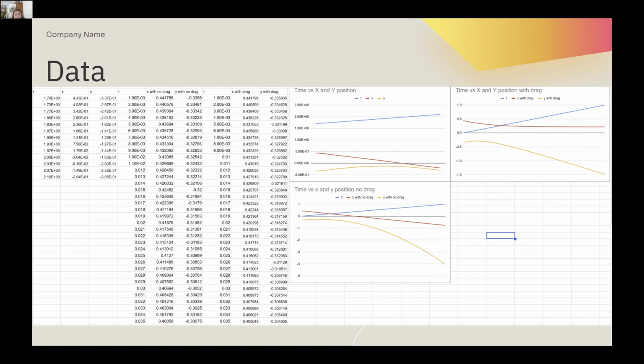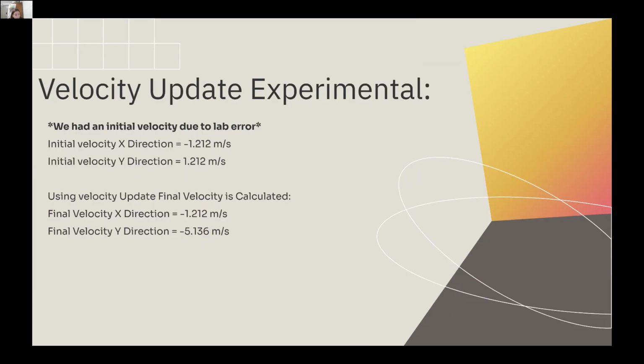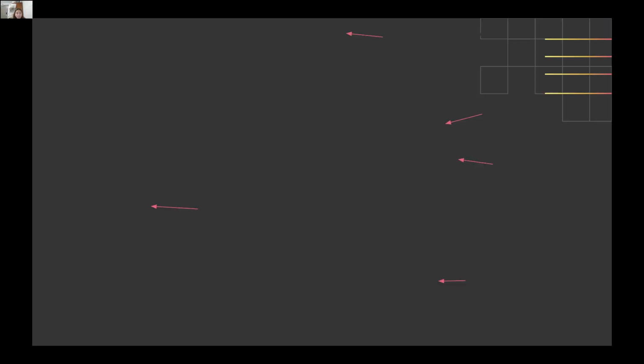In our velocity update, we did have to take into account that we had an initial velocity, since my arm was moving and that's what threw the eraser. We were able to calculate that using the Tracker app and the velocity formula, and then from there we were also able to calculate the final velocities in both the x and y direction.